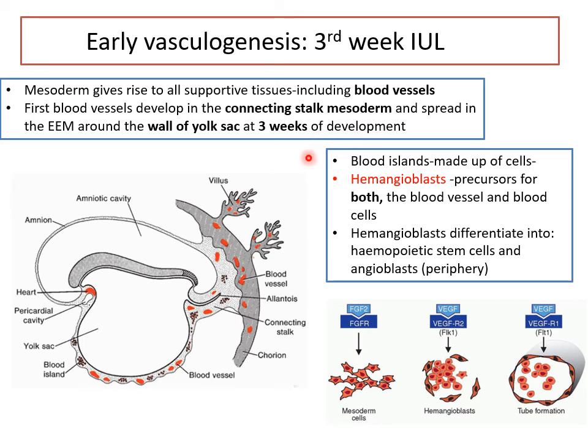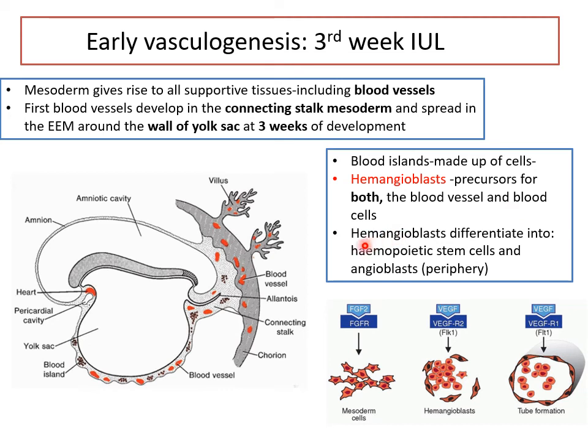Now, how does this happen? It's again in the mesoderm, where groups of cells get together. They are called blood islands, made up of cells called hemangioblasts. You can see these dark collections of cells, hemangioblasts, which are precursors for both. They are the early blood vessels, meaning they will form the wall of the blood vessel itself, and the blood cells themselves, which are inside the blood vessel.